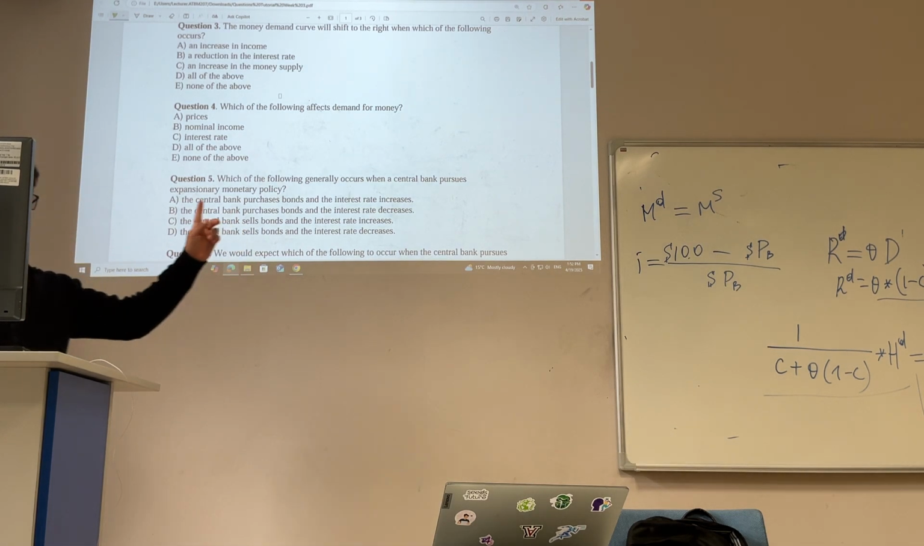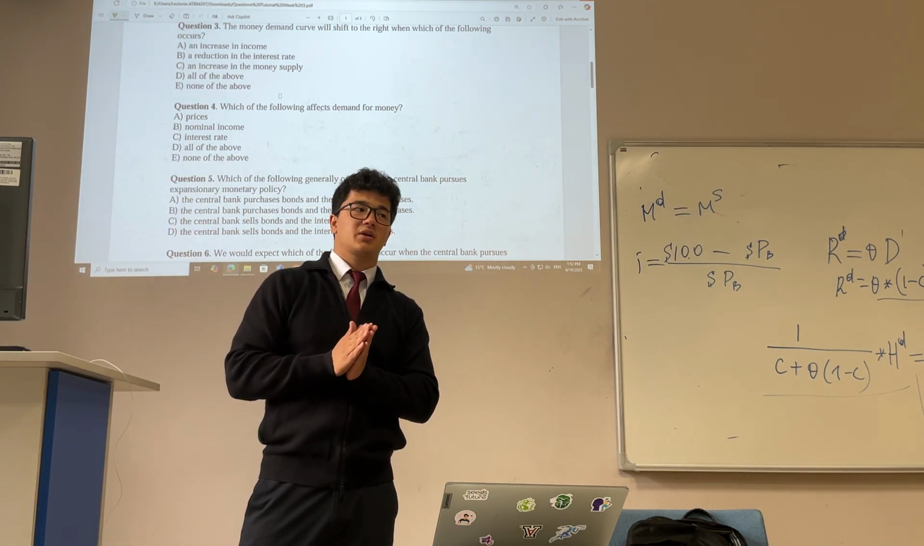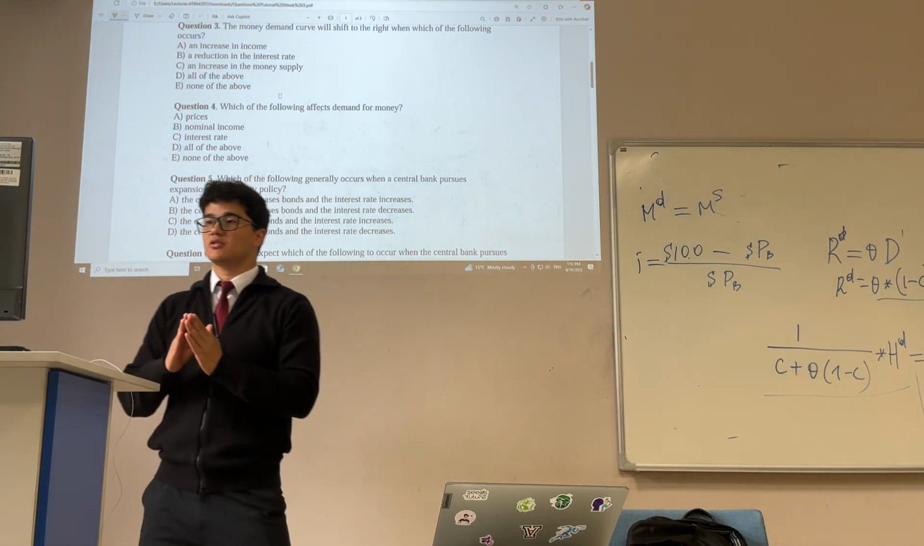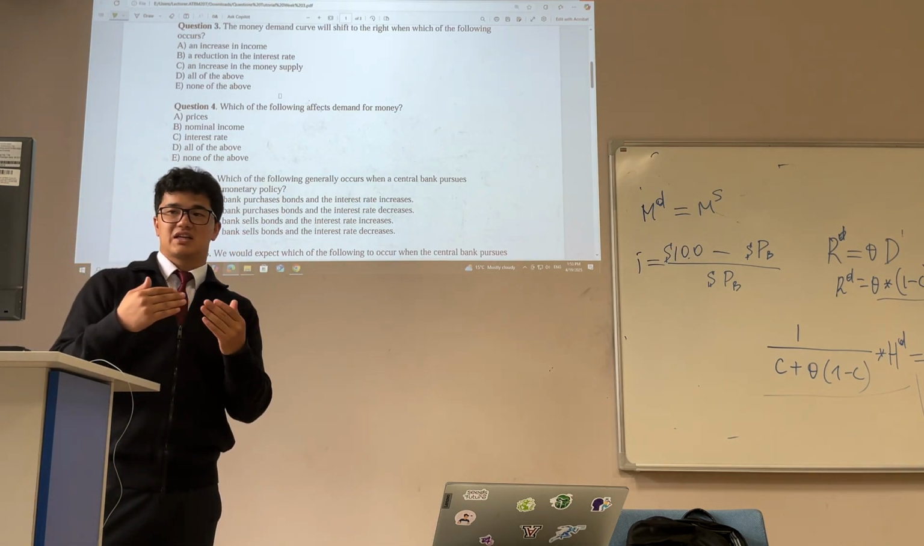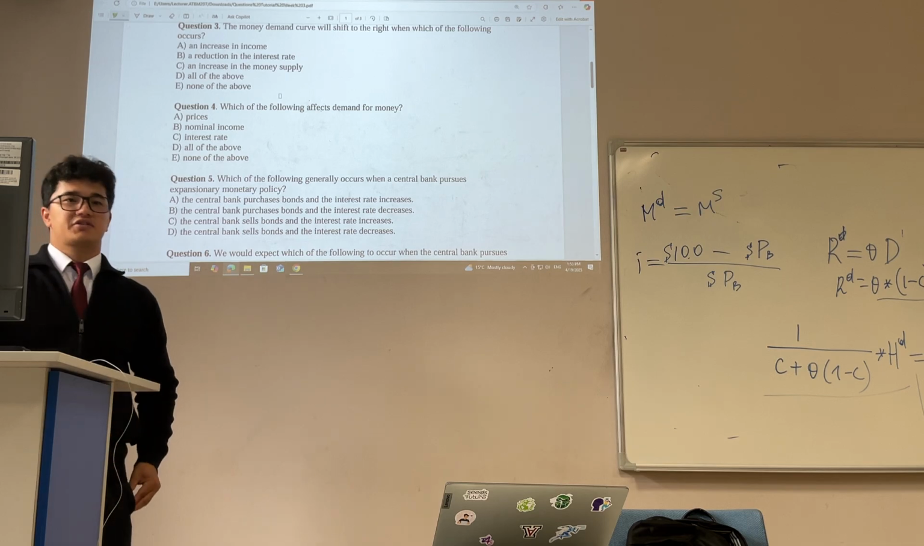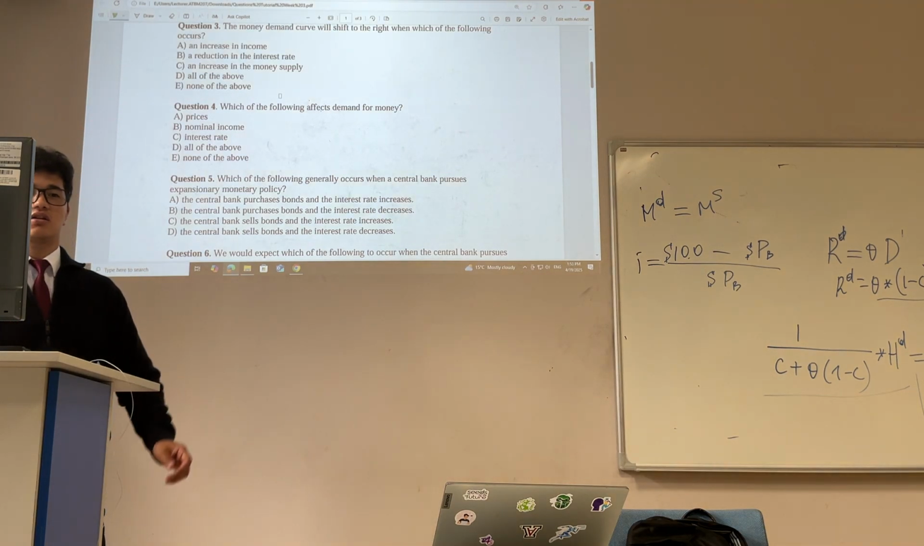Yes, like I explained, one curve, right, guys? When our nominal income increases, our demand curve will shift to the right. When there is a change in interest rate, there will be no shift. There will be movement along the curve. That's why the correct answer is A.